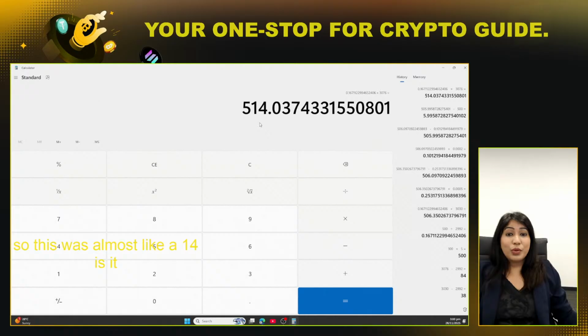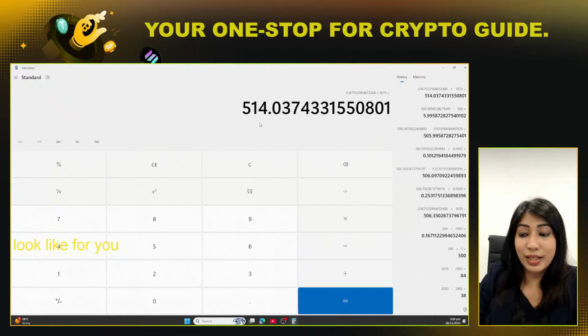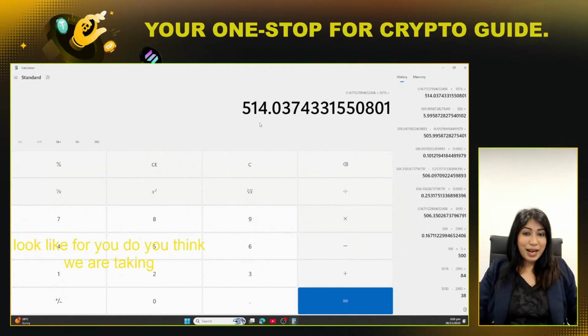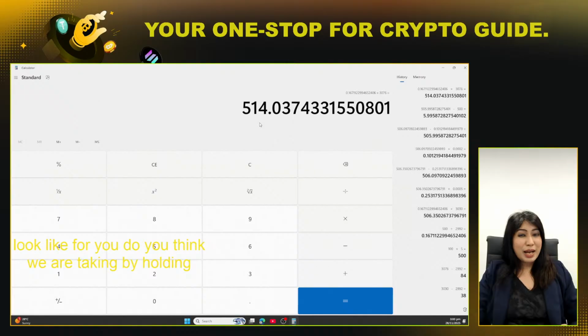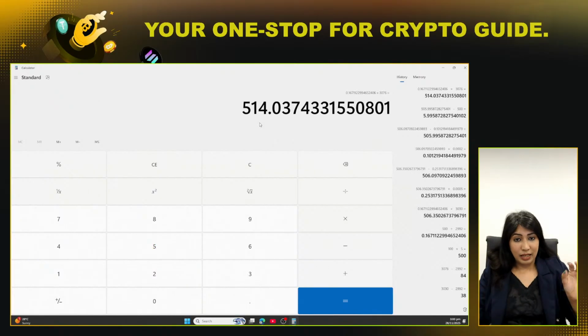Is it worth it? Is it not worth it? Is it achievable? Is it not achievable? Or how does it look for you? Do you think by holding it for such a long period of time you're doing the right thing? Because although we are getting a good amount of profit, no doubt, the amount of time that we are spending, waiting for that profit, is around 9 hours to achieve it. Is it really worth it, or do you think you can exit at a certain level, which is like 1:2 achieved.